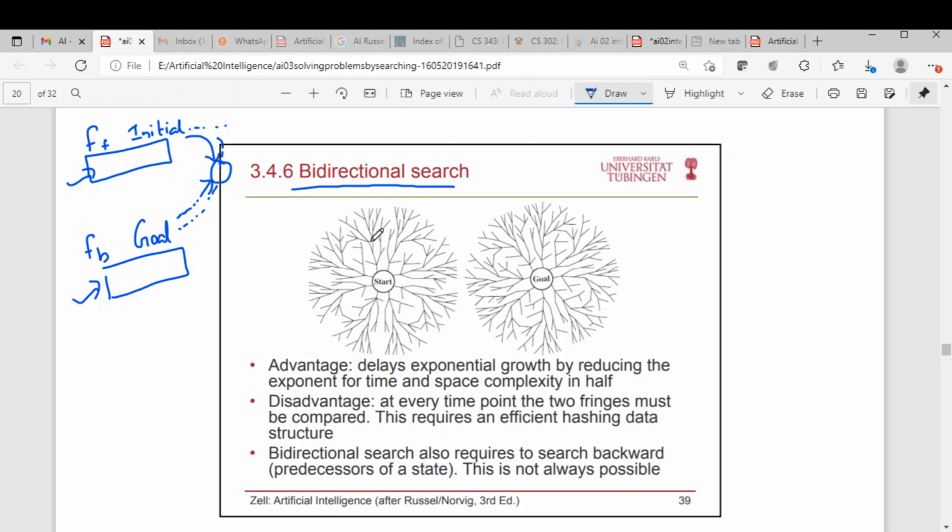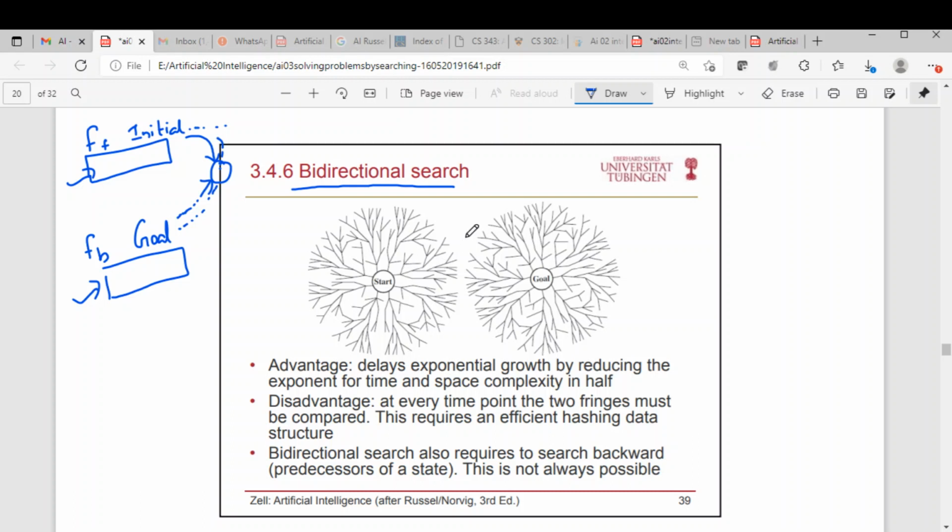Basically two searches will be going on in parallel. One will be in the forward direction, one in the backward direction. The forward search starts from the start state and tries to find the goal state. The backward search starts with the goal state and tries to reach the initial state. But the expected thing is that both should meet at one point, then we will get the solution.